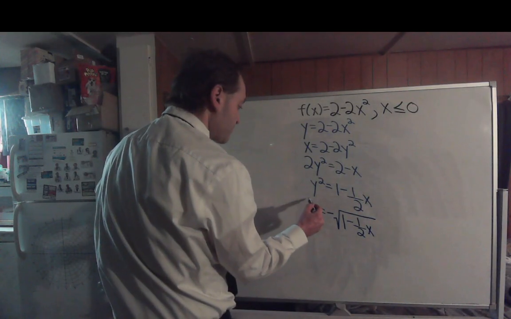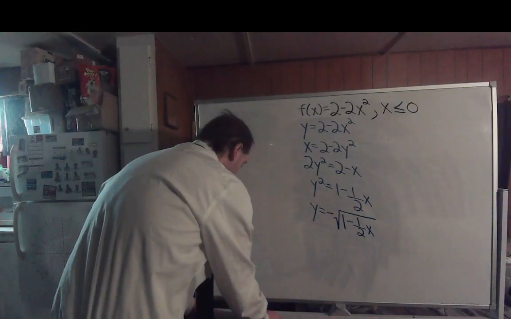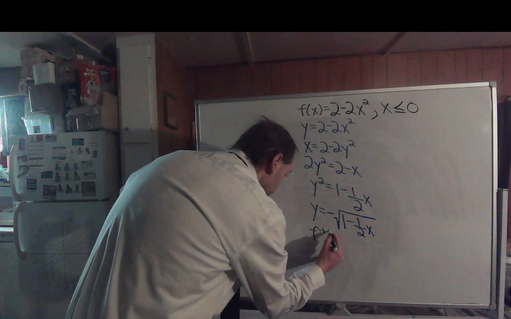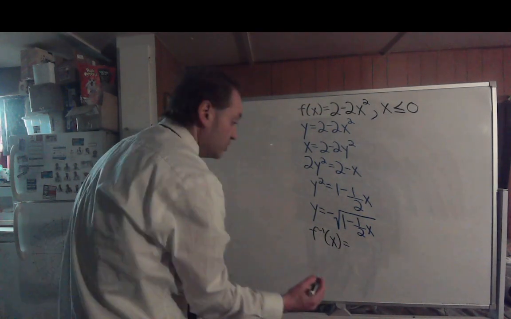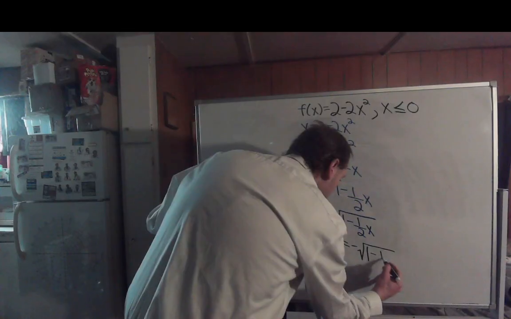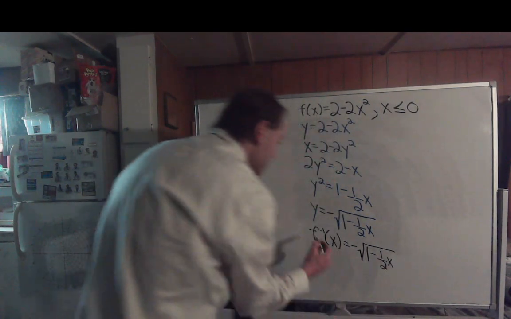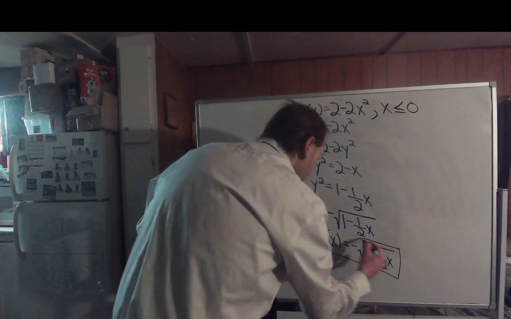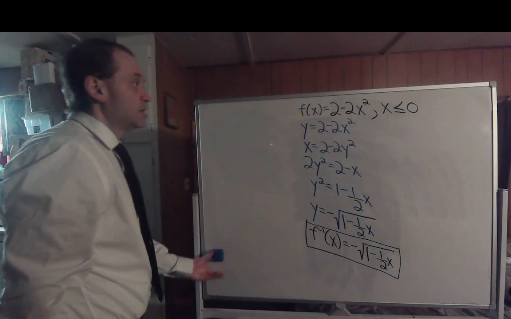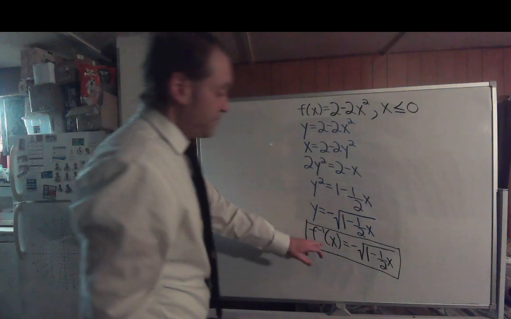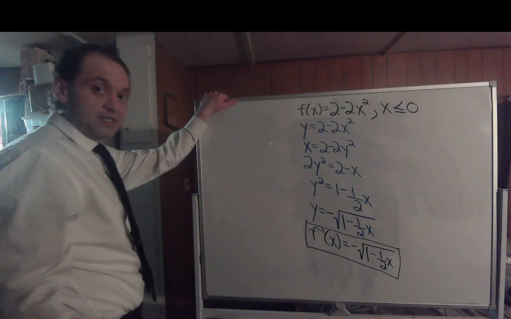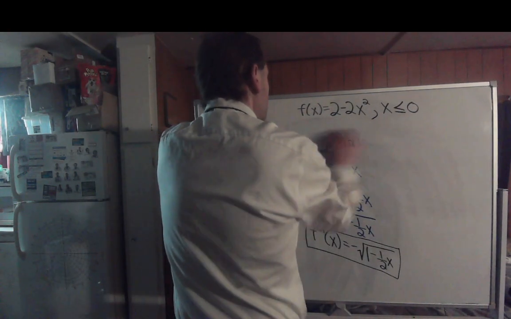So that means that f inverse of x would end up equaling negative of the square root of 1 minus 1/2 x. That would be the inverse function for that branch. So, yeah, f inverse of x equals negative of the square root of 1 minus 1/2 x. I have about 3 more.